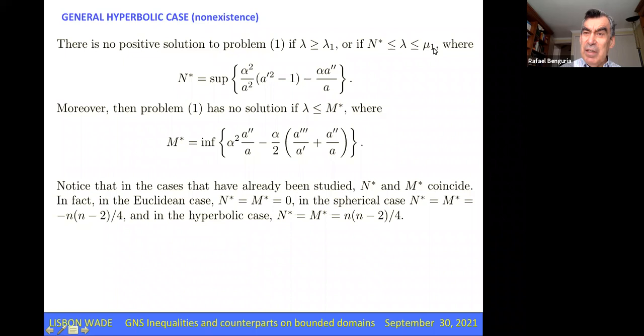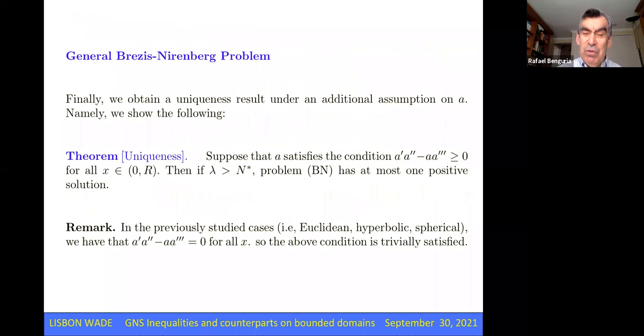We call this n star, I don't know why we call it star, but you can characterize this value here in terms of the function that characterizes the ODE, the operator here, in terms of this A. And so in the particular case when we're in the Euclidean case, on the sphere, in the case of a geodesic ball in the sphere and also a geodesic ball in the hyperbolic space, we recover all the results that were obtained by other people. And also in the case where you have a solution, you can prove uniqueness, assuming that A satisfies this convexity condition, this weird condition here.